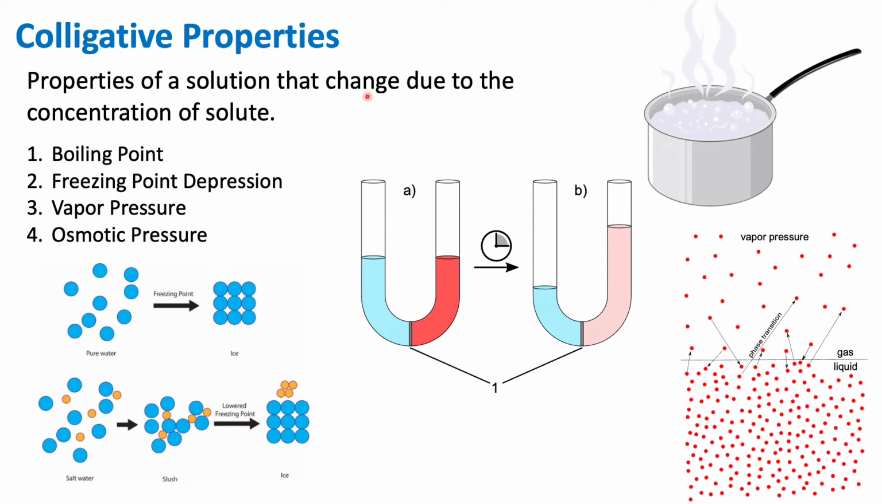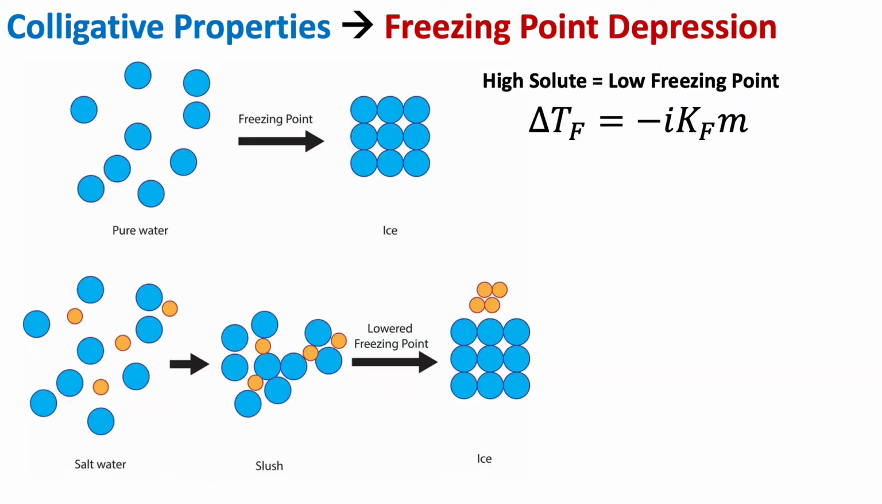Colligative properties are the properties of a solution or a solvent that change due to the concentration of a solute. So as the concentration of the solute changes, it's going to affect the property. We have 4 different colligative properties: boiling point, freezing point depression, vapor pressure, and osmotic pressure. And all 4 of these properties are going to change depending on the concentration of solute within the solvent.